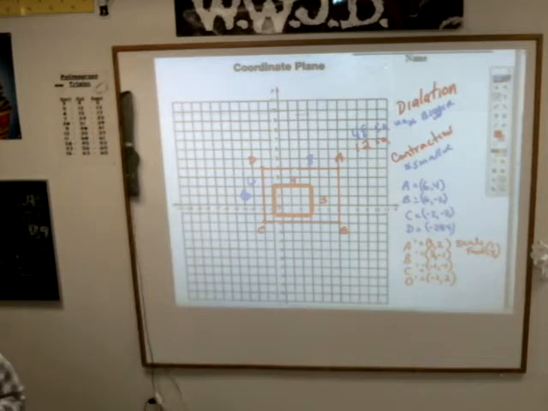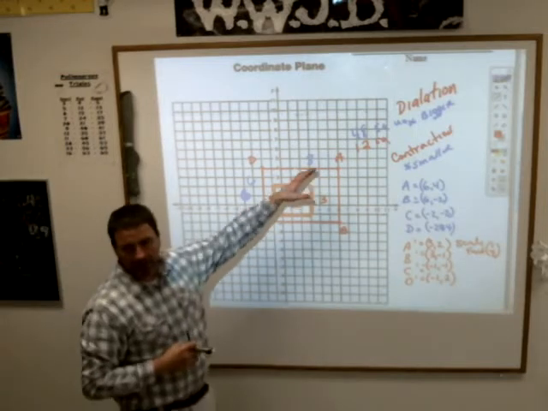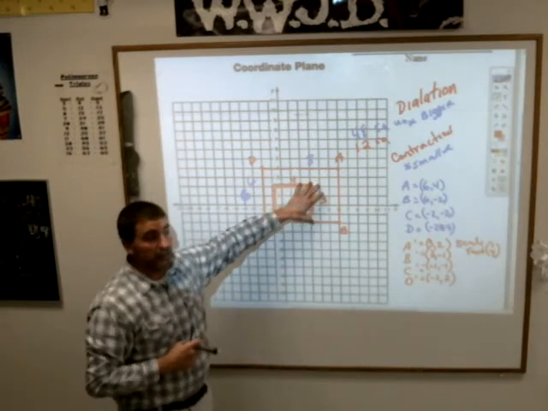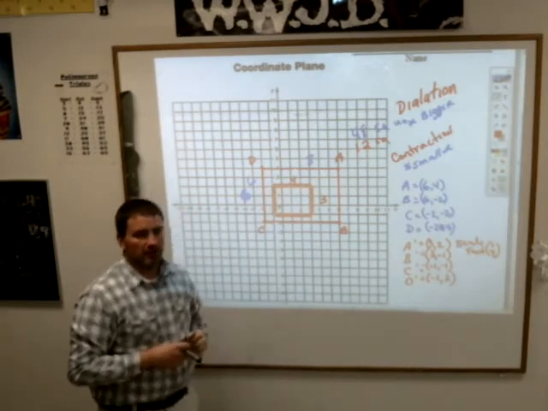And that was question number 10. What fraction of the area of A, B, C, D is the area of A prime, B prime, C prime, D prime? By the way, both of these rectangles, and anytime you do dilations and contractions, they will be similar.